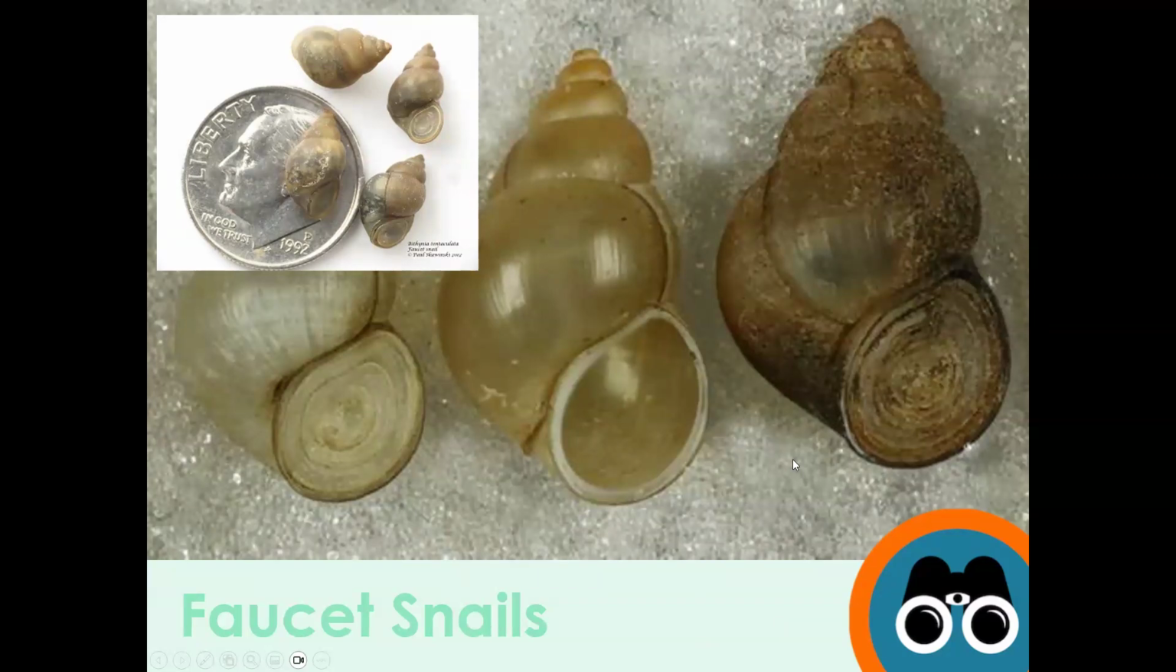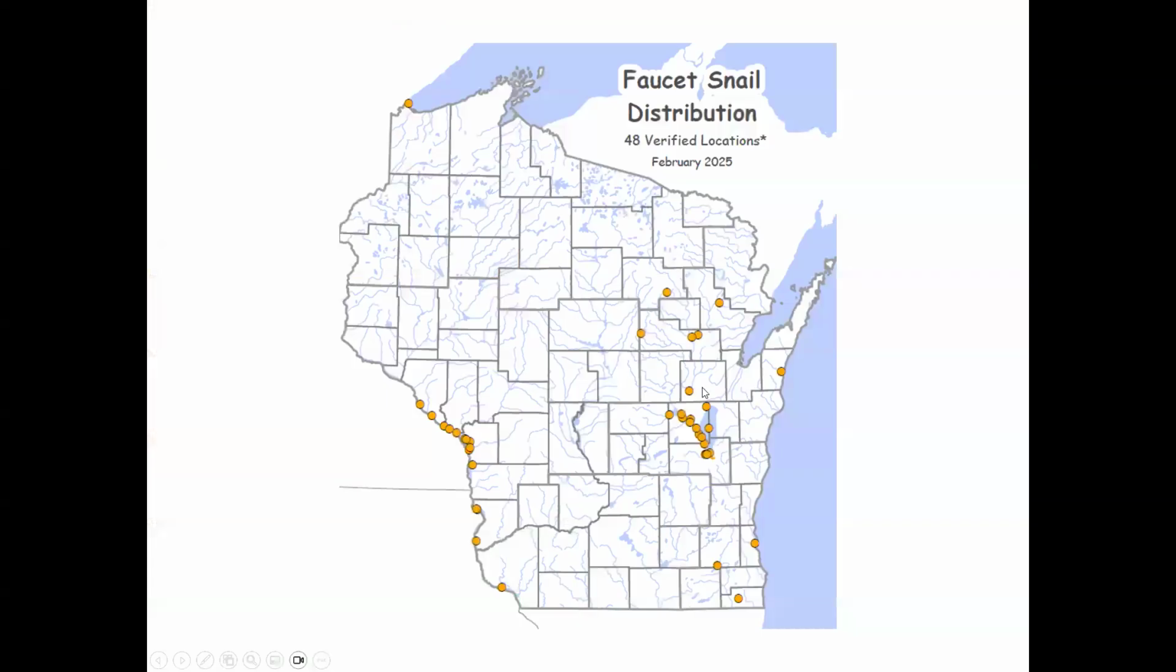And these snails are intermediate hosts for what's called a fluke. And so they can host sort of like a parasite type of a critter, and that can cause mortality in ducks and geese if they're eaten. So this species of snail, the faucet snail, has been linked to large die-offs of waterfowl. And so you can see faucet snails are found along the Mississippi River in Wisconsin, also in the Lake Winnebago area, as well as a couple smaller populations in other parts of the state.